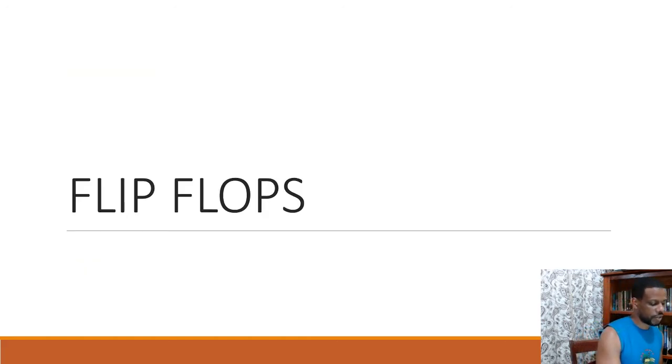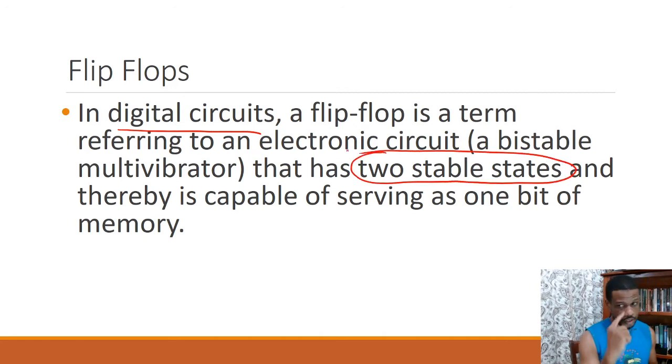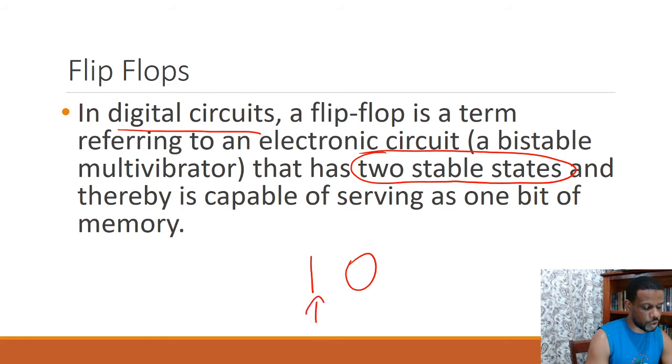So what a flip-flop does is it's a digital circuit that has two stable states. Now, when you think of two stable states, you think of 1 and 0. What's the basis of how a computer talks? 1s and 0s. So when you have a flip-flop, you can either let it hold a 1 or let it hold a 0, and it will serve as 1 bit of memory.